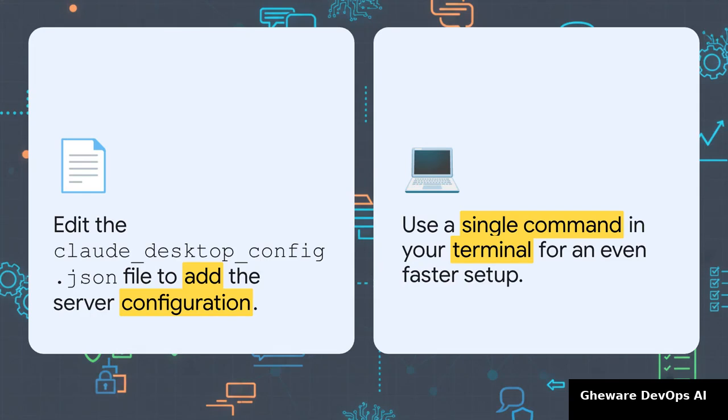So on the left, if you're the kind of person who likes to see the configuration laid out, you can pop open the Claude desktop-config.json file and just add a new entry for your Postgres server. But on the right, and honestly this is my go-to for speed, is using the Claude Code CLI. It's one command, and it does all the configuration for you. Both get you to the exact same place, but the CLI is just faster.